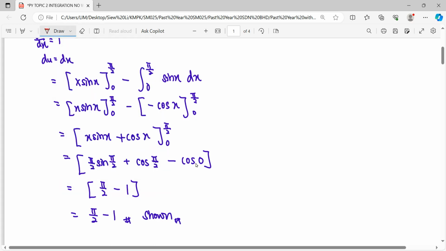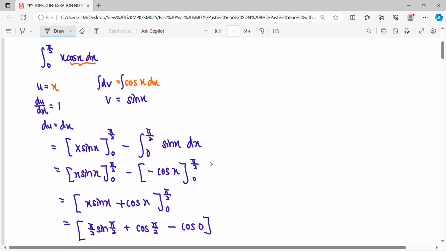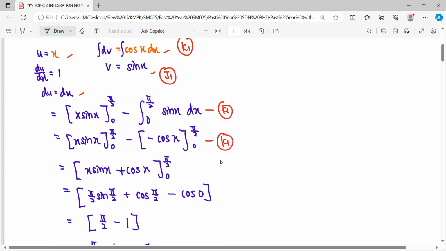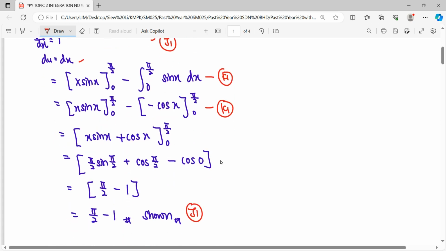So which part is important here is, the first one is the way we select u and dv here. It will be the first concept using integration by parts, and then find du and v correctly. Then we use the by parts formula, and we integrate the sine to become cos. Lastly, we substitute the upper and lower limit values and prove it. We can get until pi over 2 minus 1.